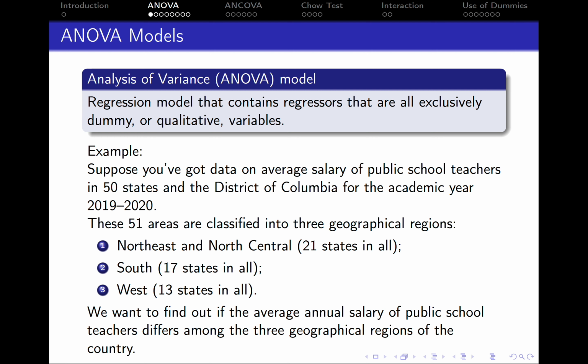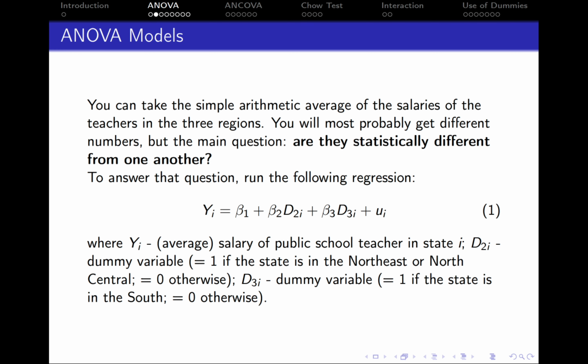What we would like to see is whether teachers from different regions have different salaries, whether it is more profitable to live in the north than in the south, or vice versa. On one hand, we can apply the statistical tools we already know. We can simply calculate the arithmetic mean of the salaries of the teachers in the 3 regions. However, another problem is that we will not know whether those differences in the numbers are statistically significant, whether they are statistically different from one another. Thankfully, we've got the dummy variable tool, which will allow us to answer that question.